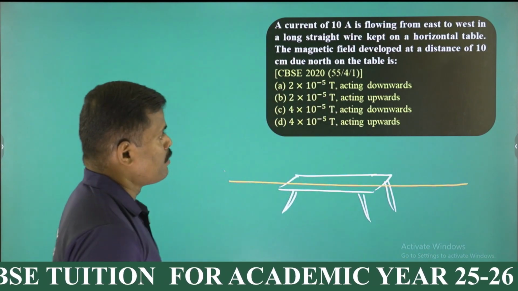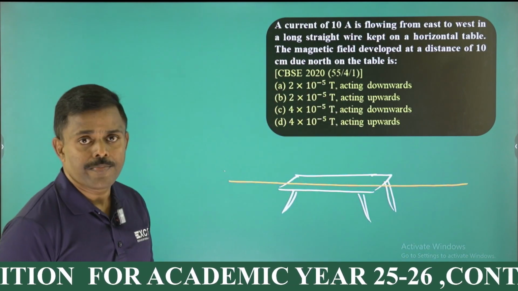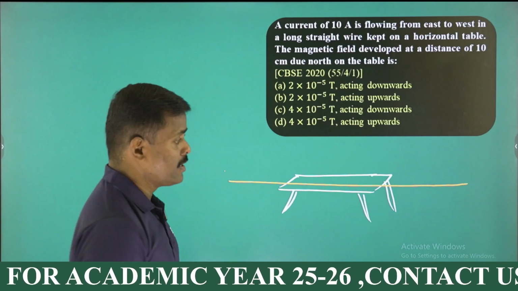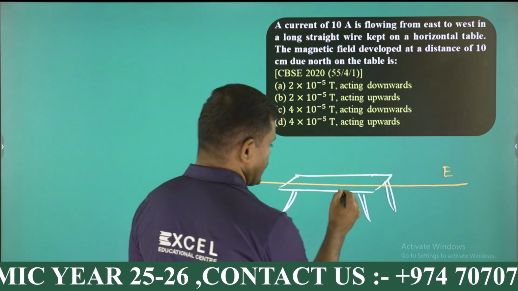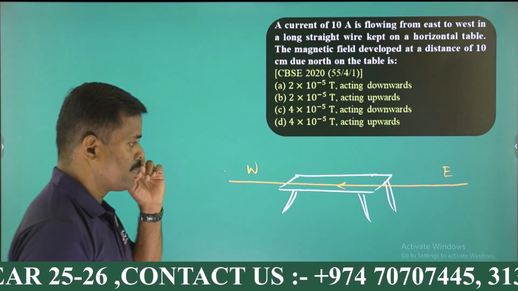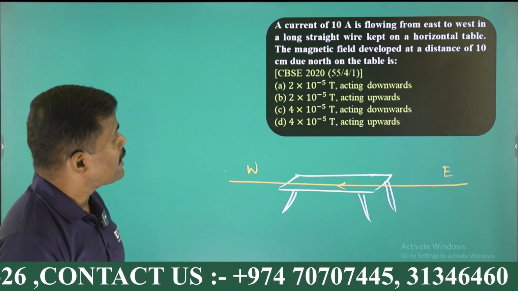All right. The wire is carrying a current from east to west. So this side is east and this side is west. So the current is flowing from east to west. Okay. And then what? Look at that.